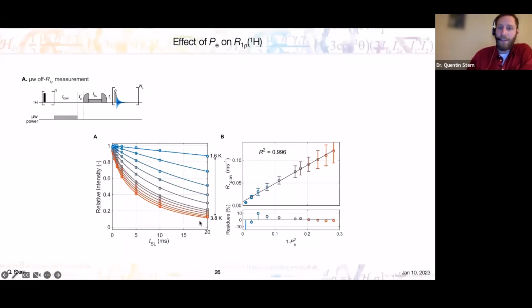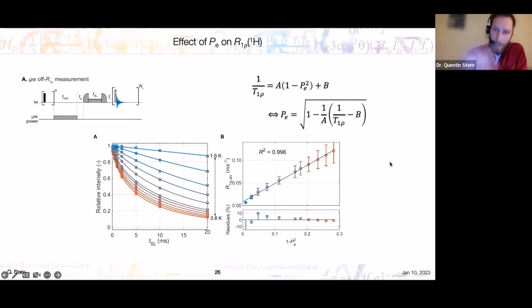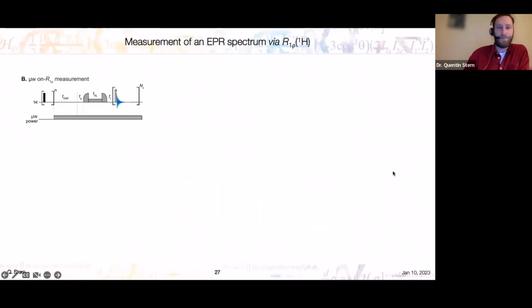Then I use these rates to compare them with 1 minus b squared. As you can see, in this case my model is maybe too simplistic because the residues are not randomly dispersed, but I still considered it good enough to try some more measurements and extract my A and B terms here. And hence, from here, I try to infer the polarization of the electron from R1ρ measurements. And now the idea was to measure an indirect EPR spectrum.